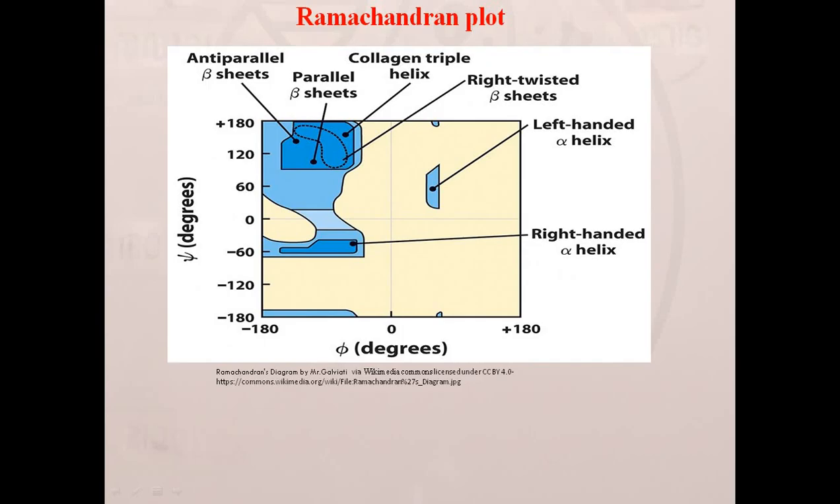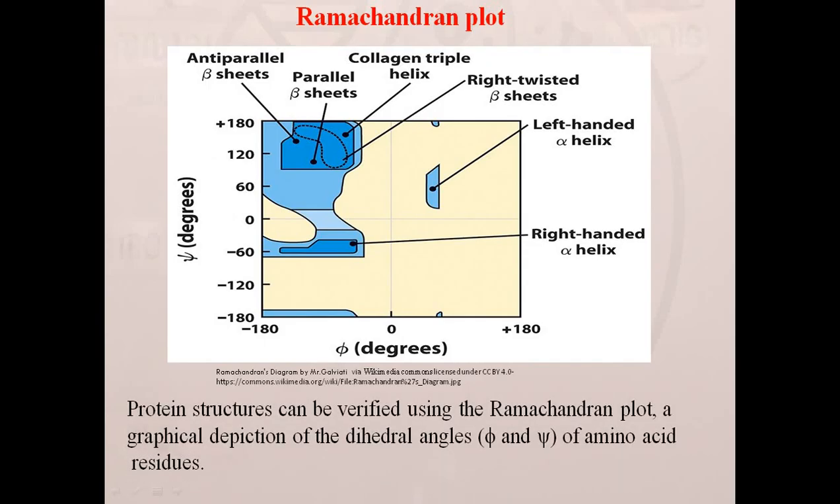This is the Ramachandran plot, which depicts secondary structure forms of protein. The x-axis contains phi degrees and the y-axis contains psi degrees. It indicates C alpha-C and C alpha-N bonding characters. Protein structures can be verified using the Ramachandran plot, a graphical depiction of the dihedral angles phi and psi of amino acid residues.